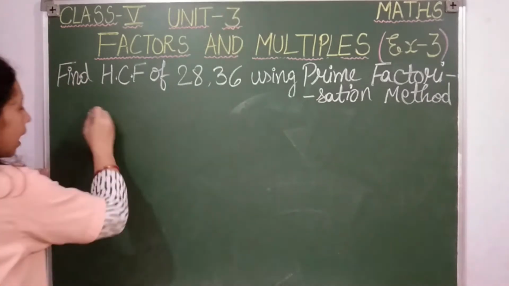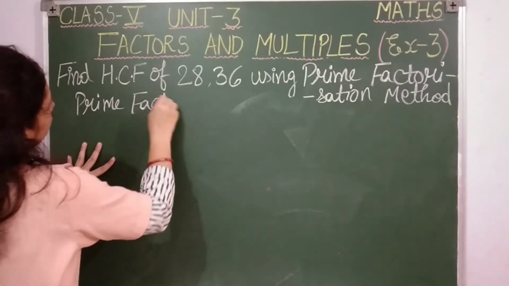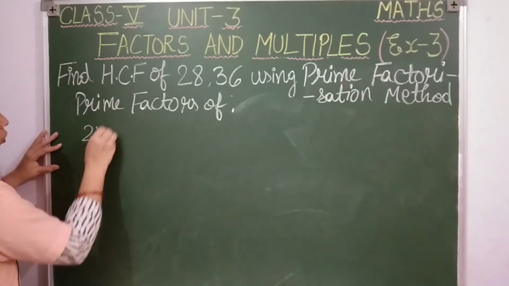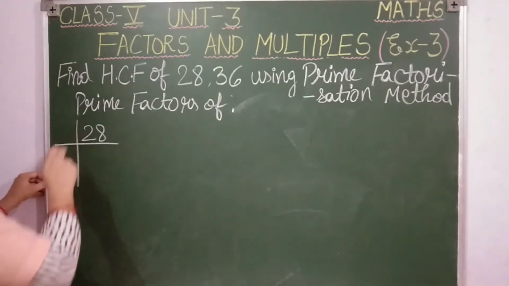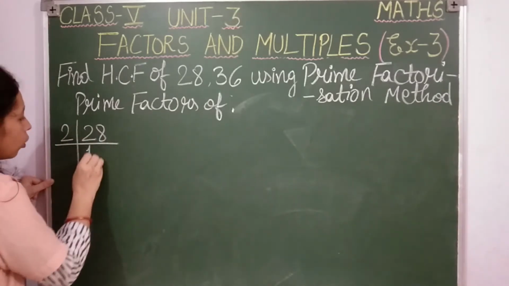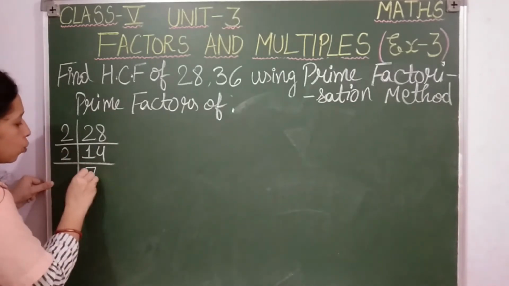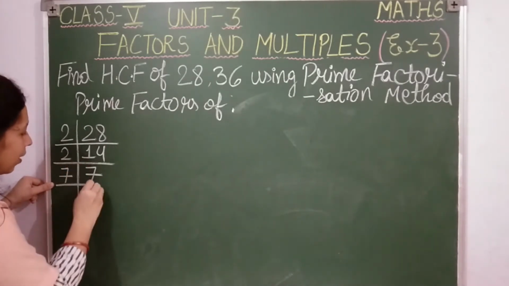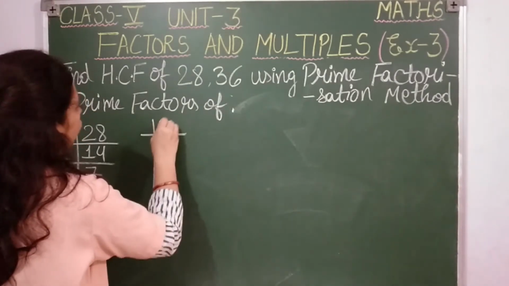So simply here I will write the prime factors of first 28. So students, let us find. Which is the first prime factor that can divide 28 exactly? 2. So here I will write 2. Divide 28 by 2. 2 ones are 2, 2 fours are 8. Clear, students? Again 14 is divisible by 2. 7 times 2 sevens are 14. Now 7. 7 will only be divisible by itself, that means 7 only. So okay, now for 36 also let us find.